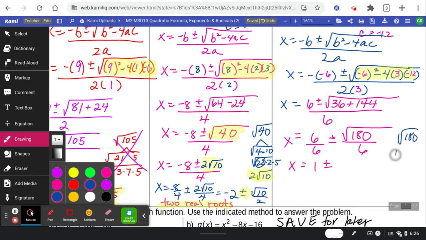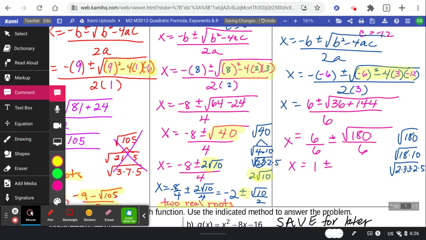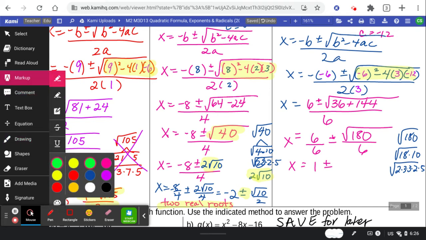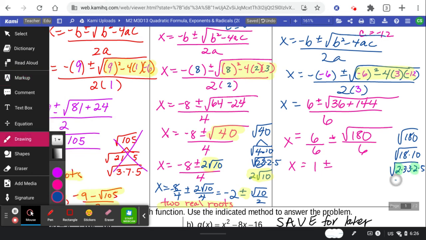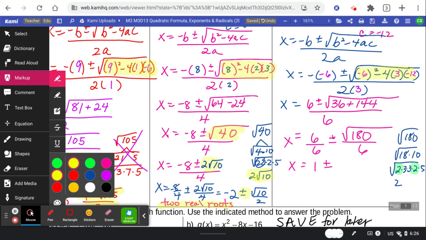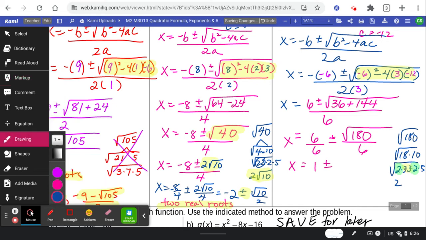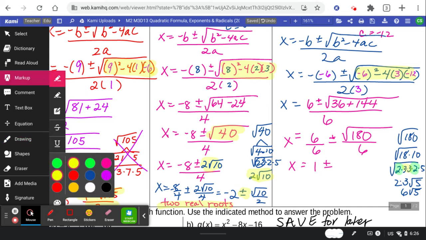What times what makes 180? Like 18 times 10. 18 is 9 times 2, or 2 times 3 times 3, and 10 is 2 times 5. So I'm seeing a 2 and a 2, so a 2 can come out. I'm seeing a 3 and a 3, so a 3 can come out, and a 5 stays under. So I'm getting 6 root 5. That essentially means that 180 is 36 times 5. Test that in a calculator. Hey, that works. So this whole thing right here is going to get plugged in here for the 180.